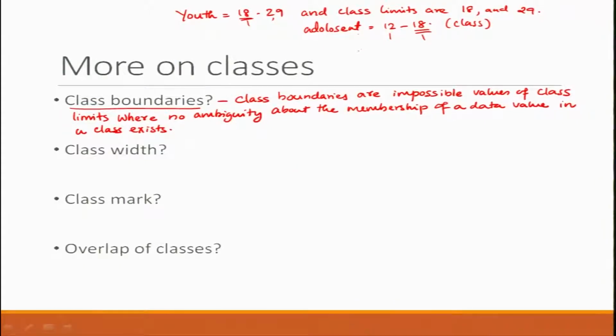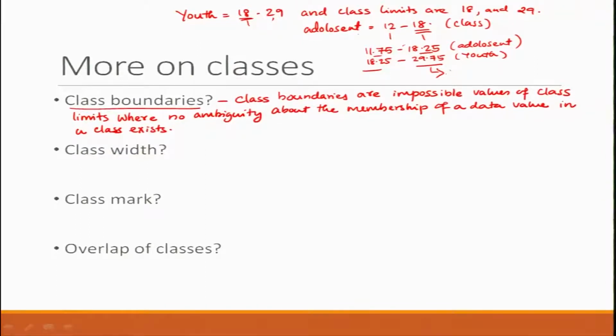So, sometimes you can make it 11.75 to 18.25, and you can say this is the adolescent, and 18.25 to 29.75 is youth. If that is the case, then these new revised values are impossible values for that matter, because the data that you collected does not have that type of values. You only have 11 years, 12 years, only the absolute value of age. Then these will ensure that 18 will fall here, it removes the ambiguity.